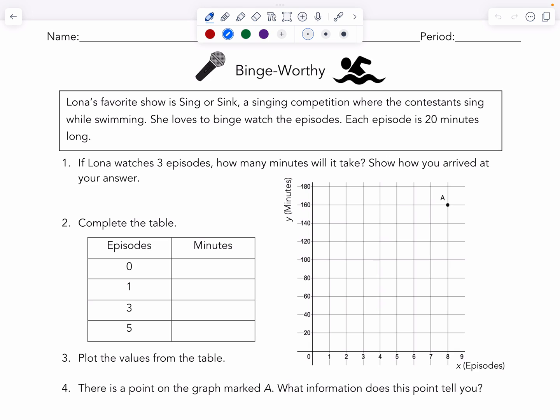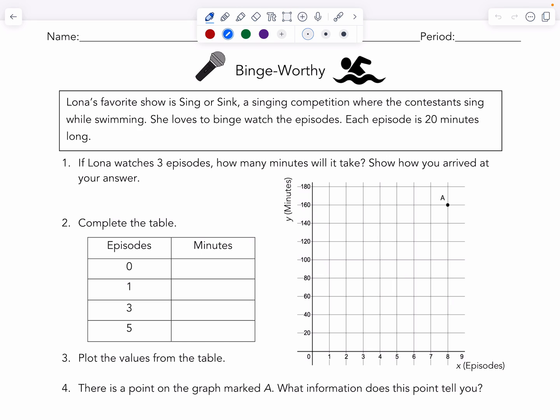All right, so let's go ahead and take a look at this one. Lona's favorite show is Sing or Sink, a singing competition where contestants sing while swimming. That's funny. She loves to binge watch episodes. Each episode is 20 minutes long. If Lona watches 3 episodes, how many minutes will that take? Show how you arrived at your answer.